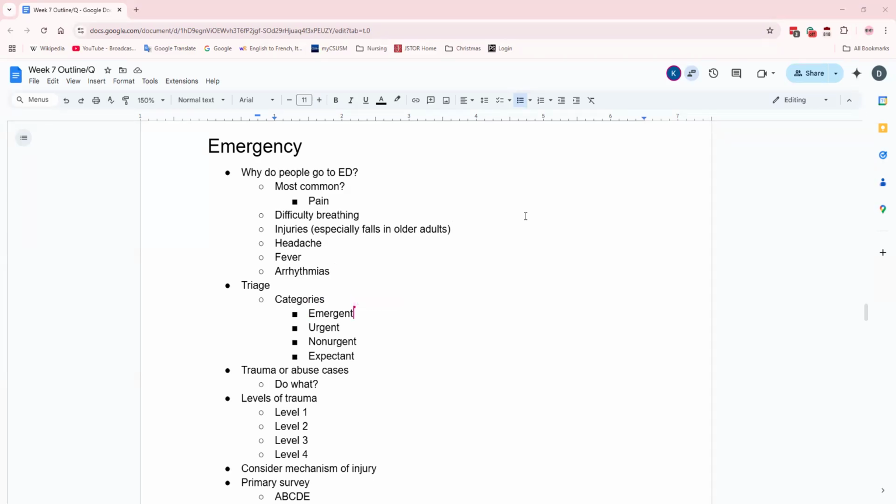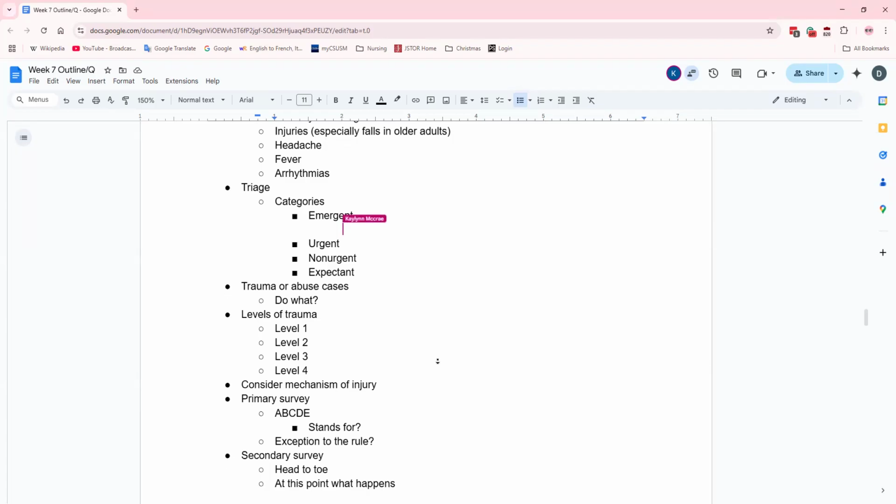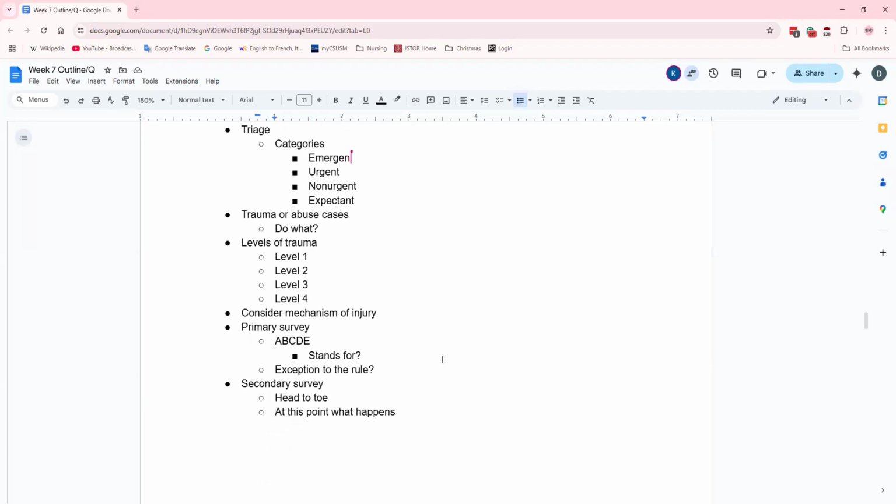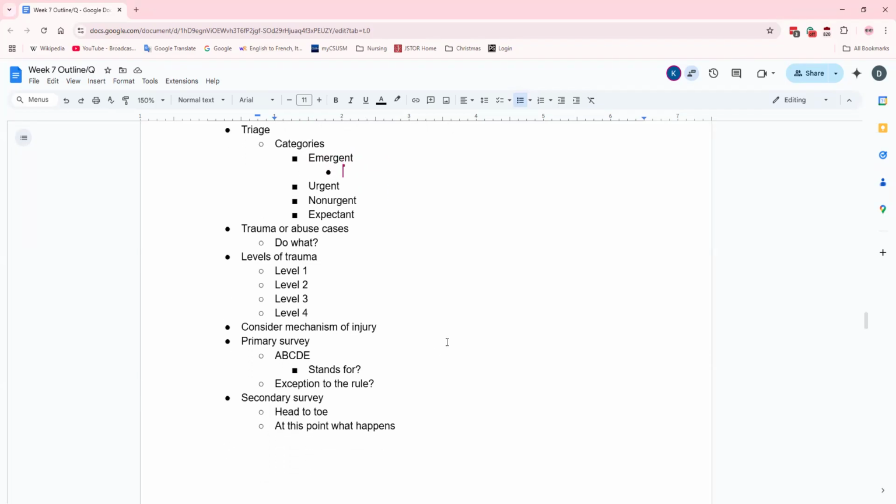But yeah, so just know your reasons why people go to the ED. Very general. Triage, you don't need to know this too much. Oh wait, no, triage you do. The categories, excuse me. I thought I was on levels of trauma for some reason. The triage categories are emergent, urgent, non-urgent, and expectant. You do need to know these. Emergent, obviously, sounds just like it. It's emergent for a reason. This is the risk of loss of life or limb, and this one's an immediately treat.